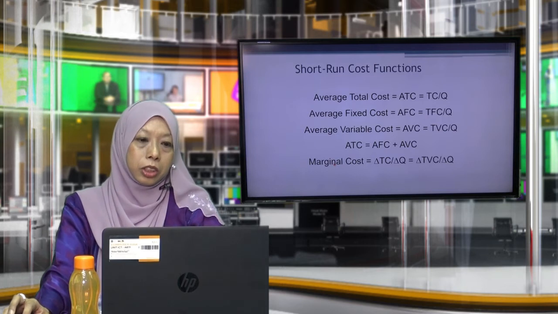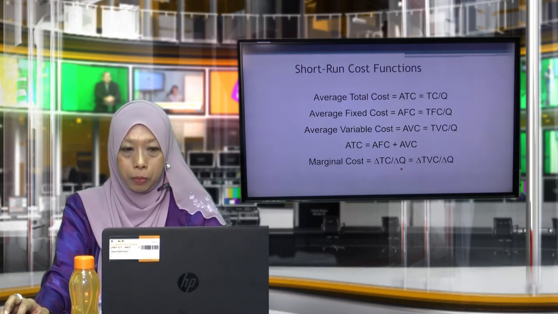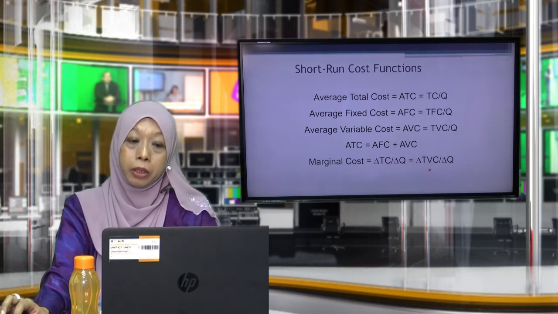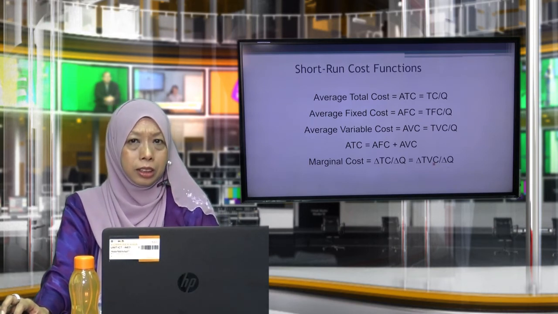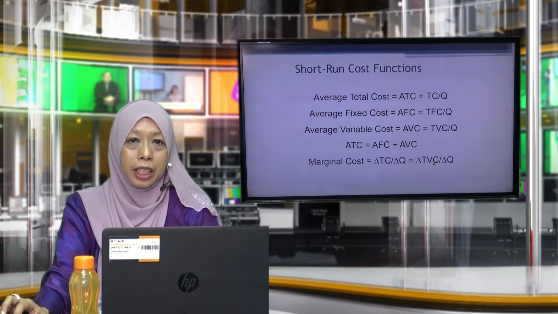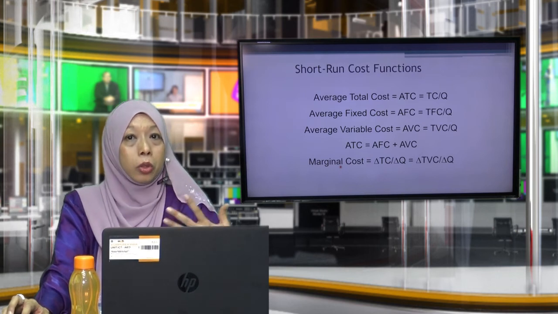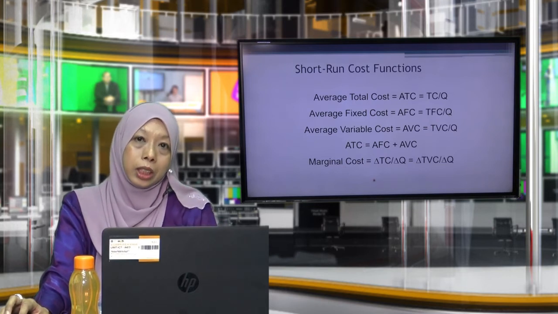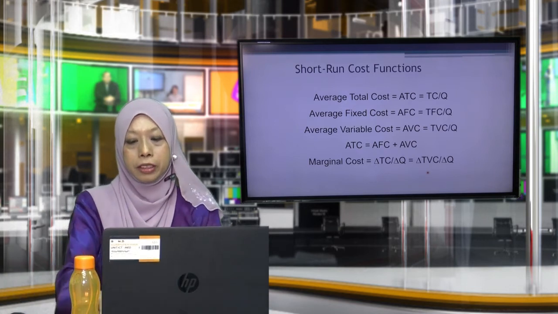Now another important cost concept that we need to know is marginal cost, and marginal cost is the change in total cost divided by the change in output, or you can also calculate it by determining the change in total variable cost divided by the change in output. Why is that the case? Because fixed cost, as the name suggests, is fixed. And because marginal cost measures the change in cost, and as you know, the only cost that can change is total variable cost. So to measure marginal cost, you can also calculate the change in total variable cost when you change your output level.